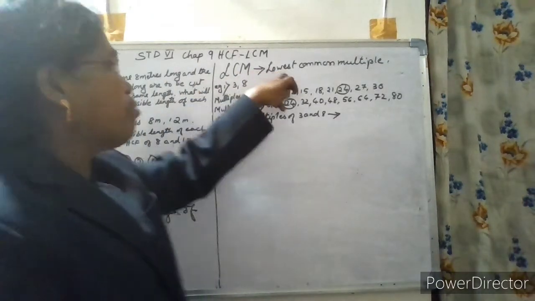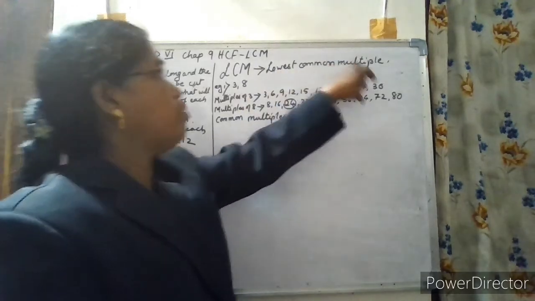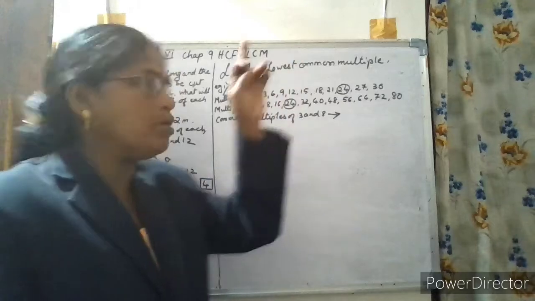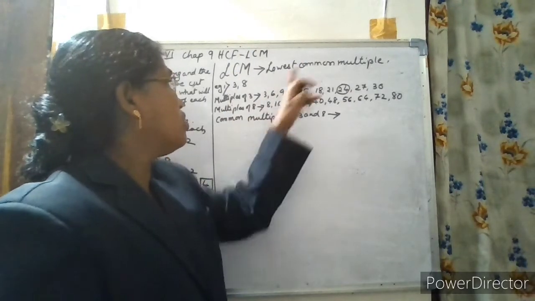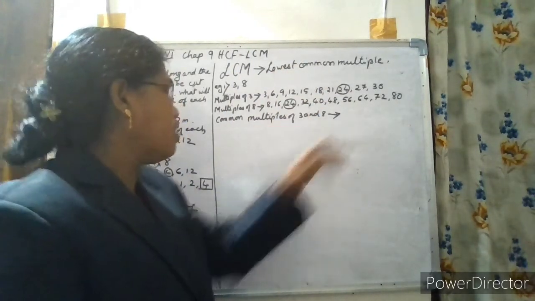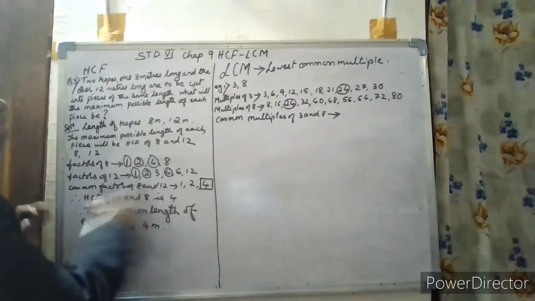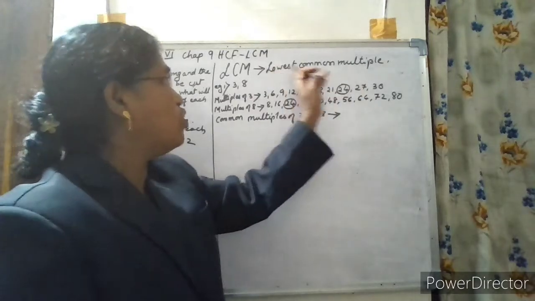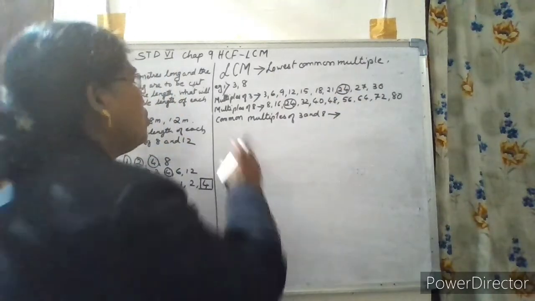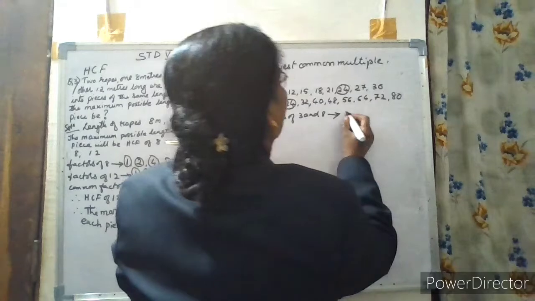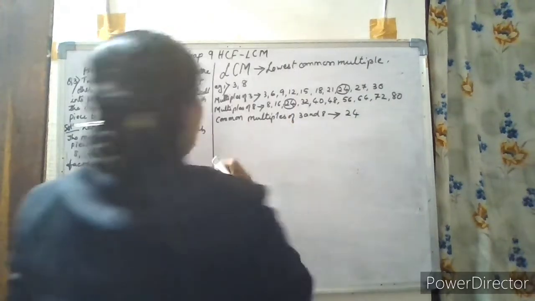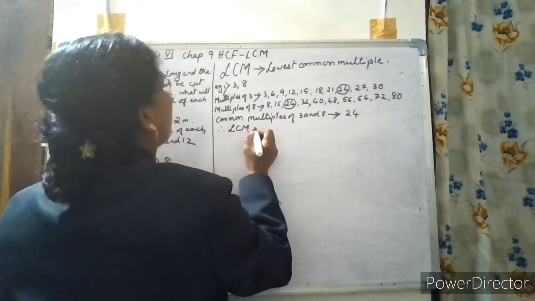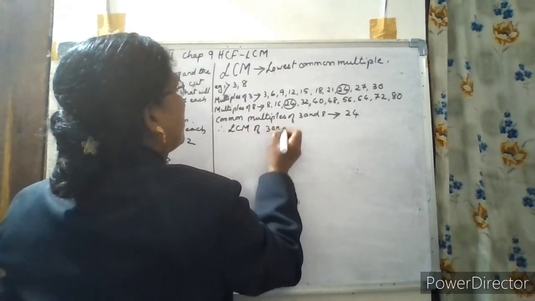It is the lowest common multiple. Among the common multiples, the first one common will be the LCM of the given numbers. Here HCF means the highest, we have to find out the highest one. Here lowest means the least common multiple we have to find out. So the common multiples, we have got only one, that is 24, and that only will be the LCM. Therefore, LCM of 3 and 8 is 24.